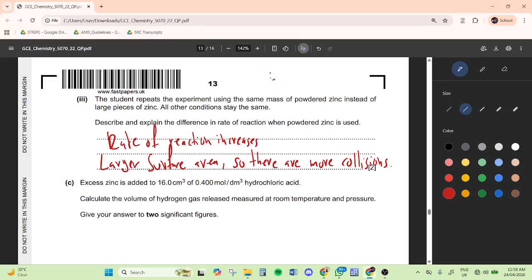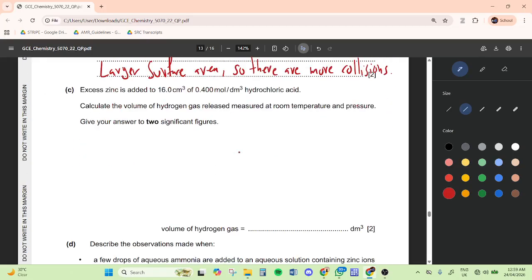Because the powder is arranged all over like this, if you compare it, it's sort of like having a bunch of this over here. Whereas if you look at just the whole thing, it has less surface area compared to the powder. So that's why powdered is better, because it has a large surface area and therefore you get more collisions.